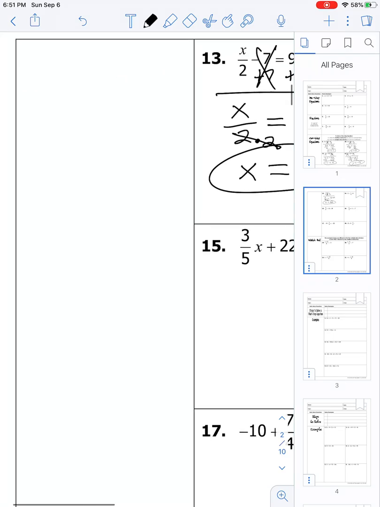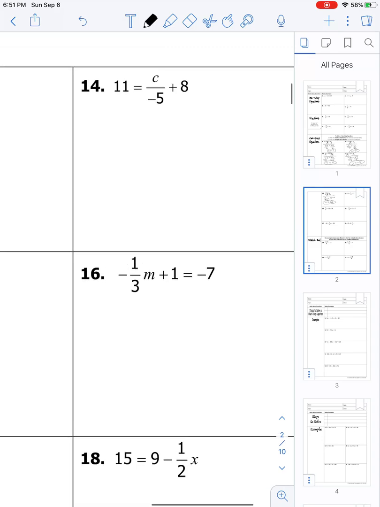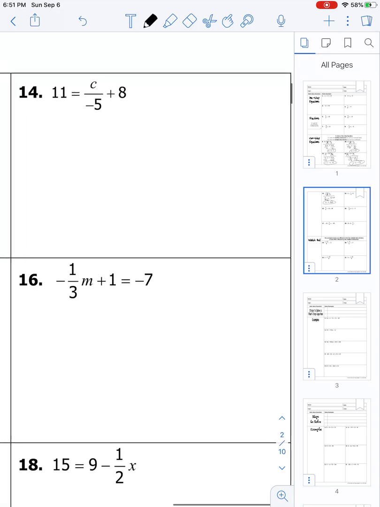All right. Number 14. Okay, this problem right here switched around a little bit on you. But you can still see that this 8 right here is kind of by itself. So that's what we need to get rid of first. It's a positive 8, meaning to cancel it and move it to the other side, we need to subtract 8 on both sides. So that cancels that out. 11 minus 8 is 3.